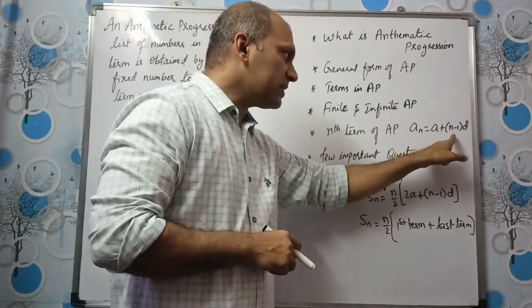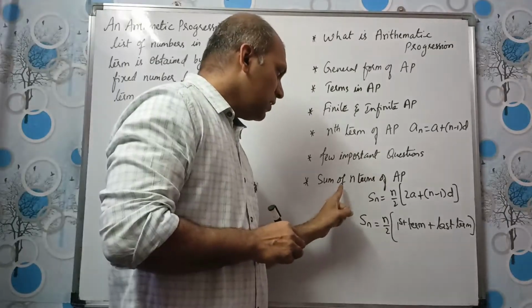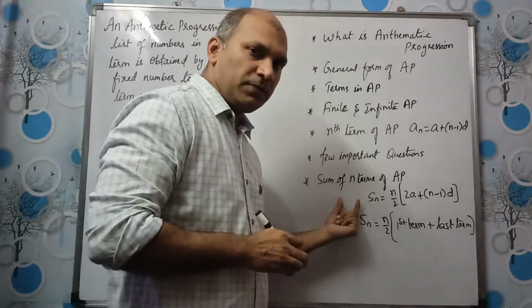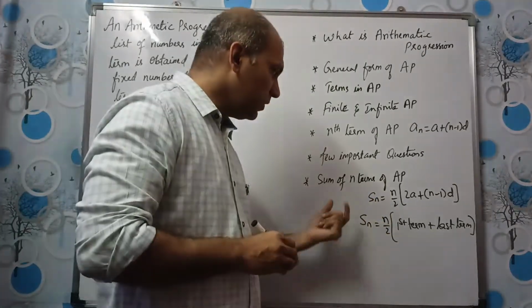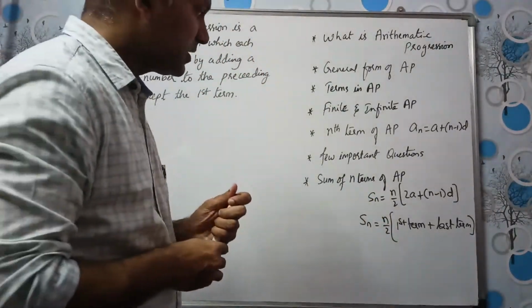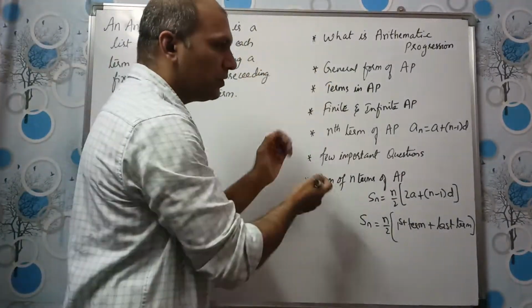It is a plus n minus 1 into d. We'll do a few important questions and we'll also do the sum of n terms of AP. We'll derive this formula and then we'll do a few problems based on this concept, the sum of n terms of AP. Now if you are a CBSE student, this is the syllabus you have.